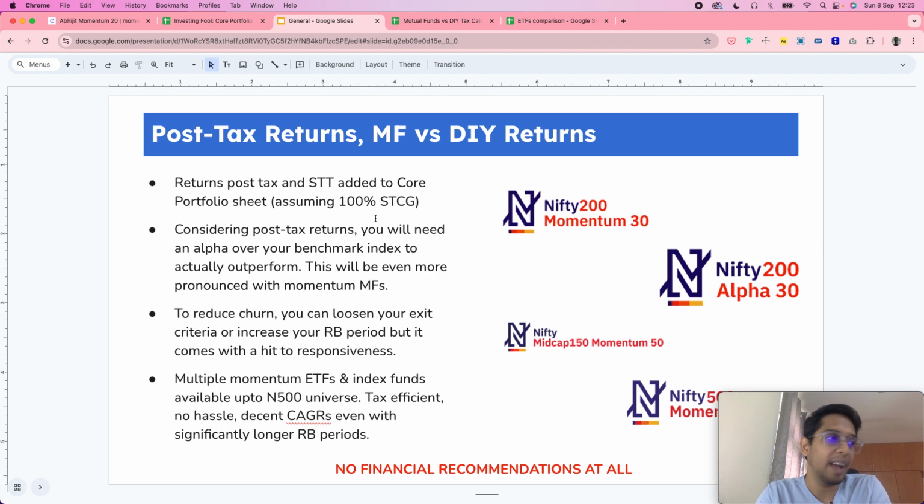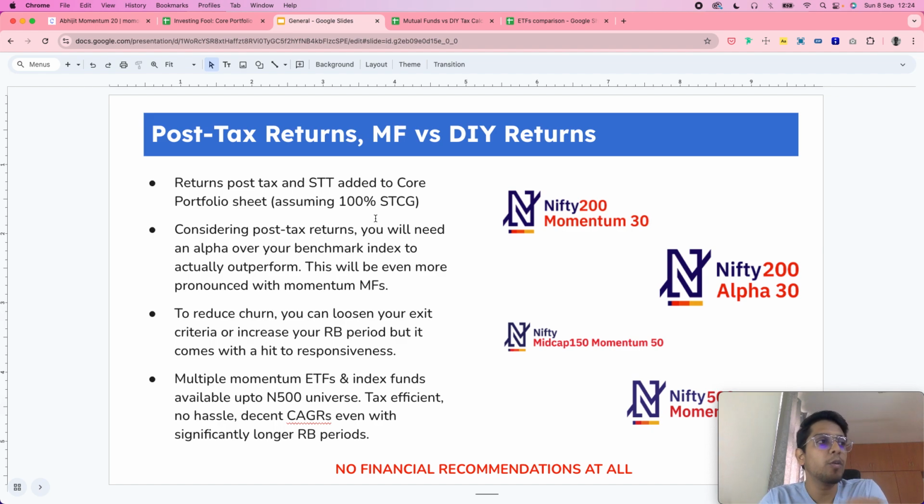They will hit the responsiveness of your portfolio. If you have a 3 months rebalancing and some stocks start falling left, right, and center, you do not have the possibility of churning them out of the portfolio, right? So all those things are there. There are multiple benefits that DIY investors enjoy over mutual funds.